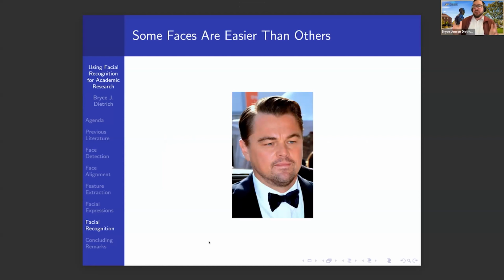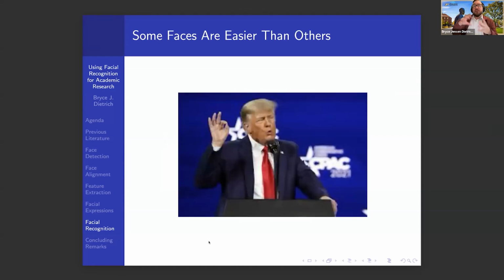So some faces are easier to recognize than others. So Leonardo DiCaprio, Donald Trump, precisely because there are just so many images of that individual, so many data sets that include that individual, it's much, much easier to identify that individual from a broader corpus. Again, we don't have to be talking about Leonardo DiCaprio or Donald Trump to understand the contribution, because we can also just talk about white men, for example, who are overrepresented in the data sets that we talked about in terms of facial recognition selection bias.